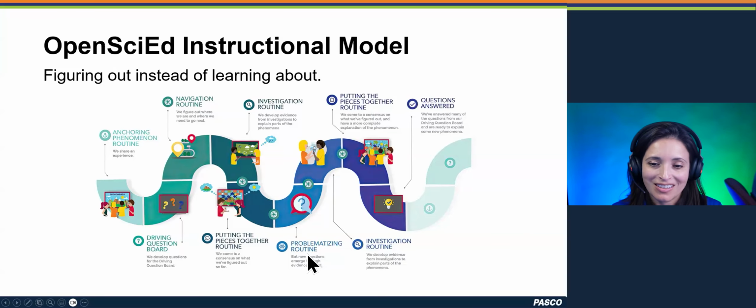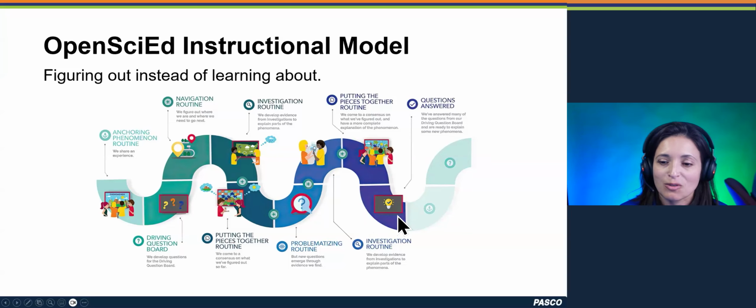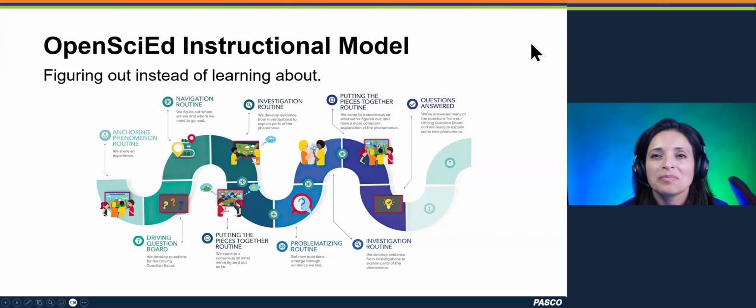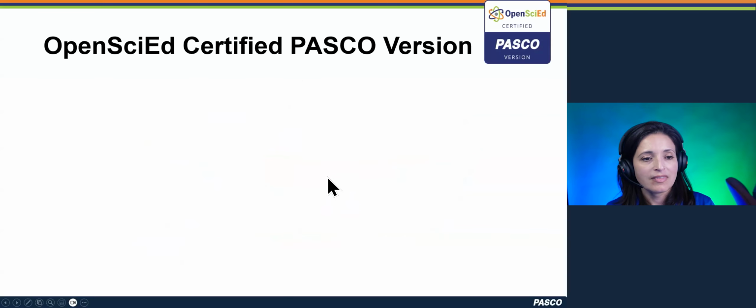That's the problematizing routine. And then we iterate, we repeat, we try to answer the next question, we investigate, put the pieces together, we understand more, and then we figure out what we figured out, but we also recognize there's more to learn, and we have to answer those questions. And eventually by the end of the unit, we answer the driving question for the unit, hopefully. So there's this logical sequence of lessons that is all driven by student questions.